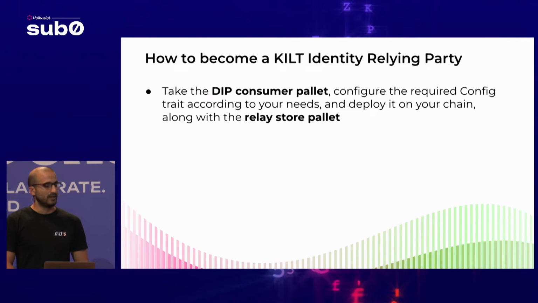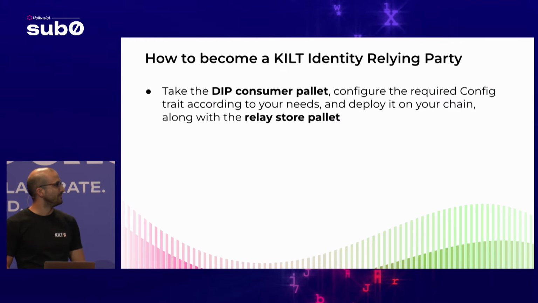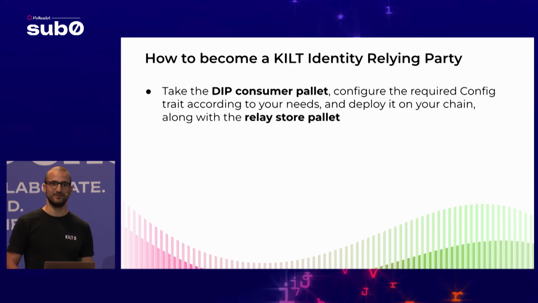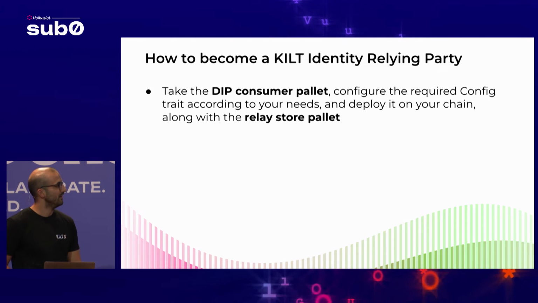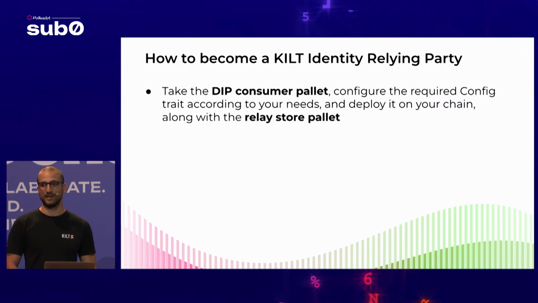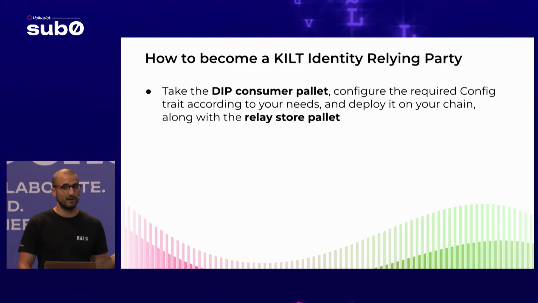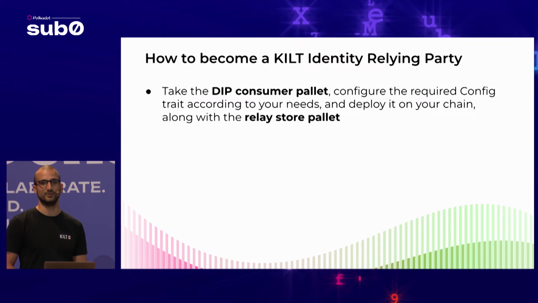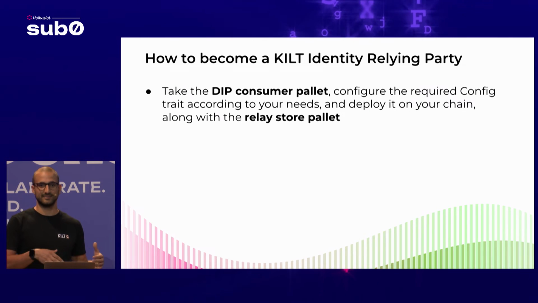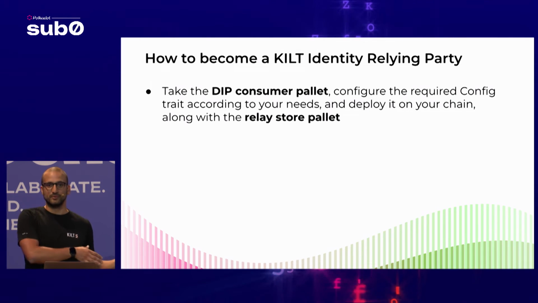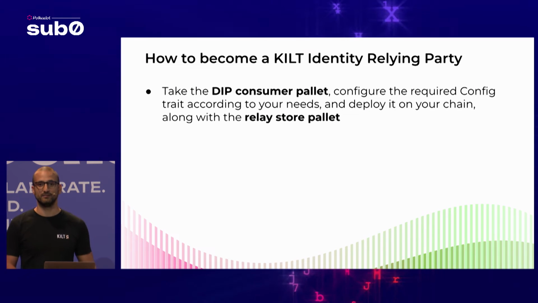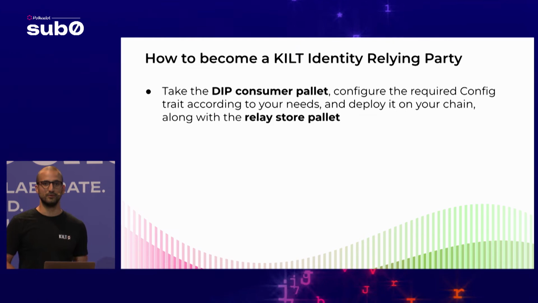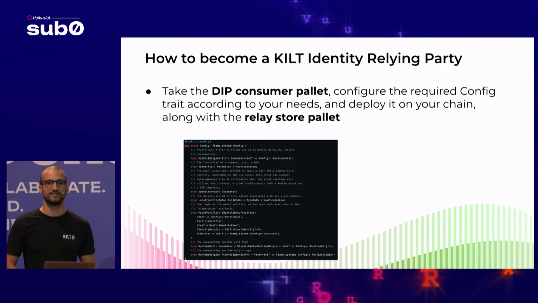So how do you become a relying party? Well, you take the consumer pallet, which some identity provider has customized and made available for you, and of course you choose which identity providers you want to use. You deploy a second pallet, which is the relay store pallet, and this is right now basically necessary to keep track of the last n state roots of the relay chain on your parachain, because it gets overwritten every block. So if you want to support proofs that go back 5-10 minutes in time, you need to have that pallet.